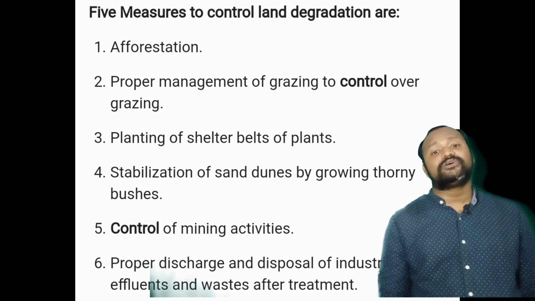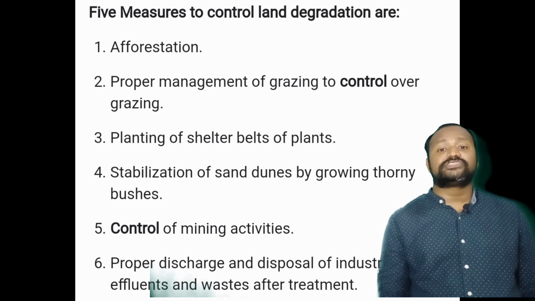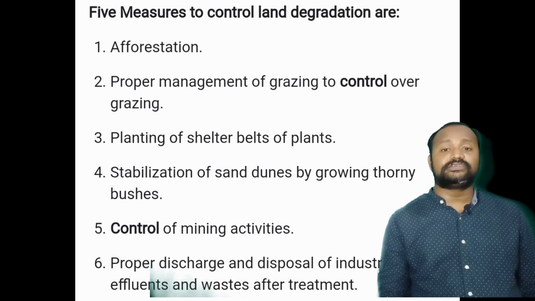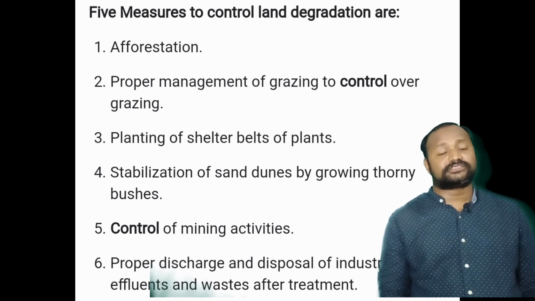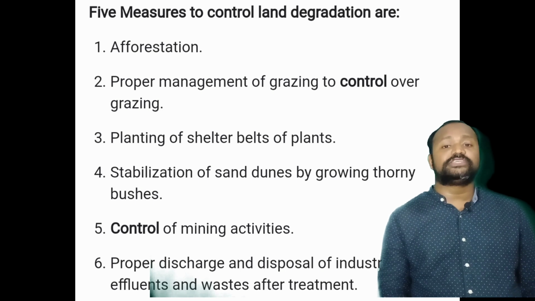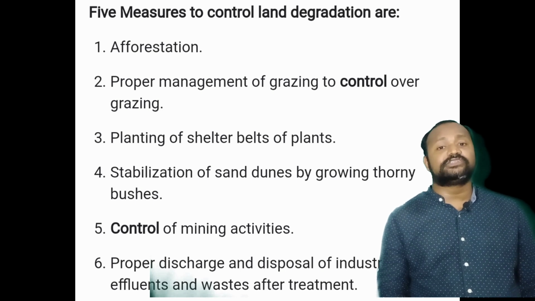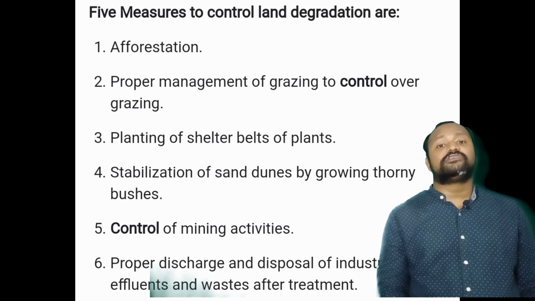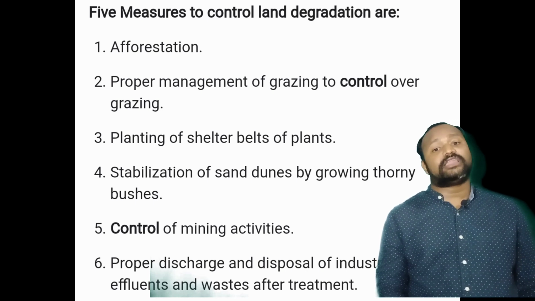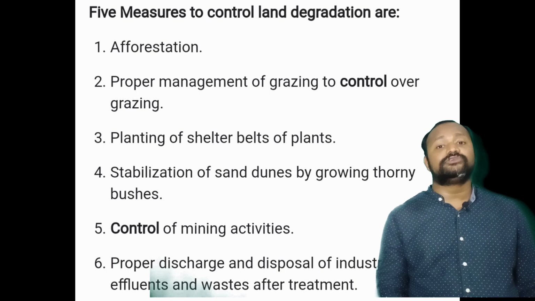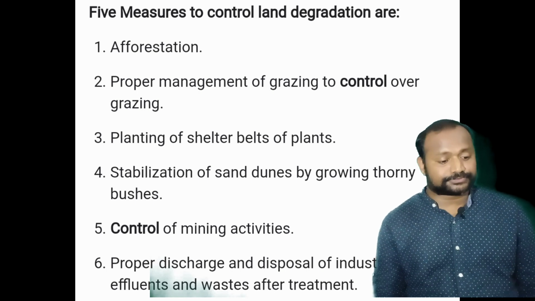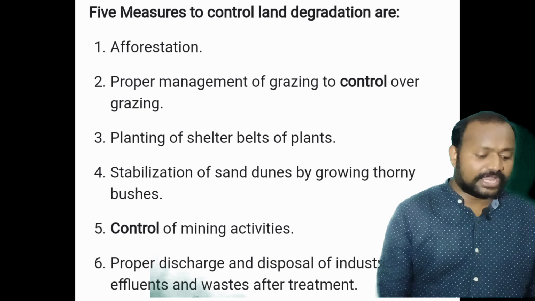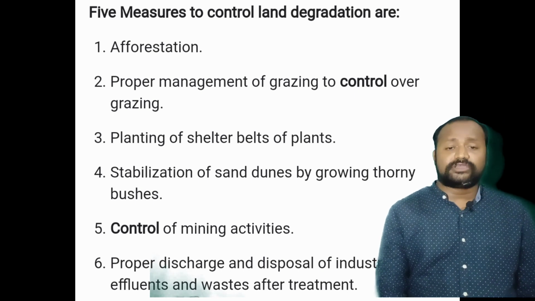Another thing is that we can go for strip farming, we can go for contour barriers, all these things. Strip farming is mostly followed in those regions where winds are active and they cause what? High land degradation due to erosion. And many other things we can do.